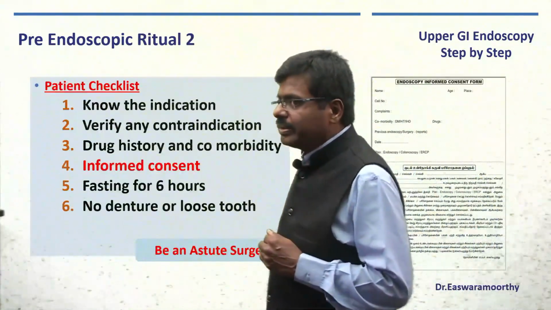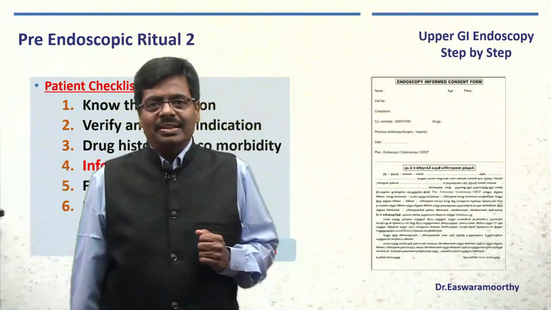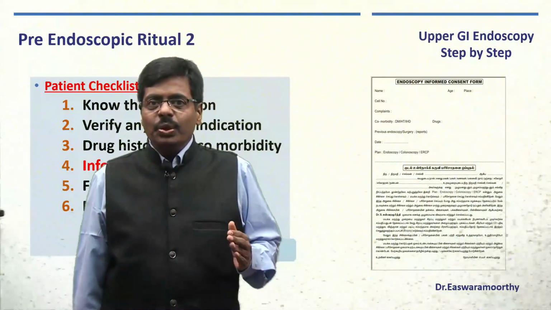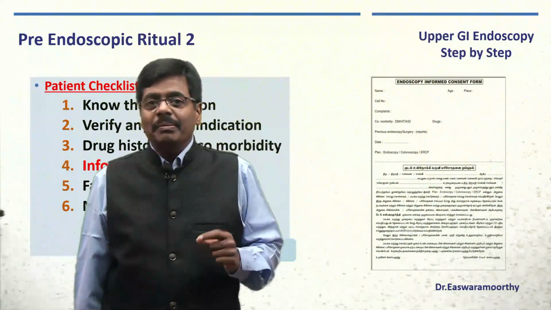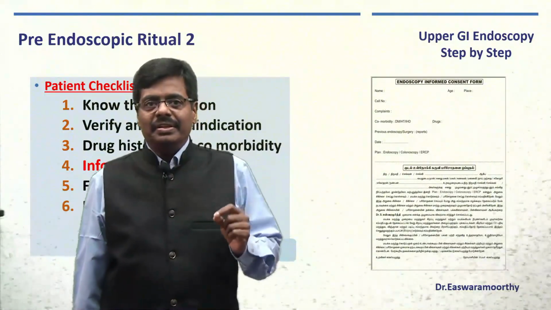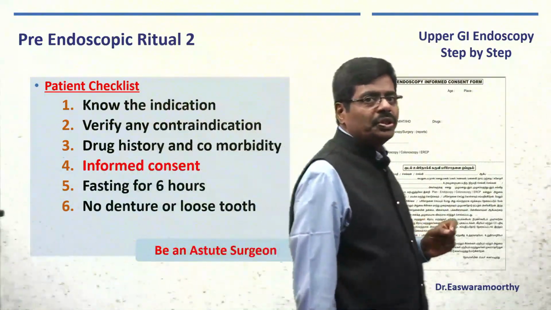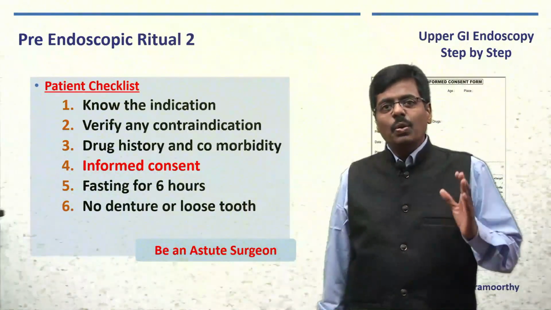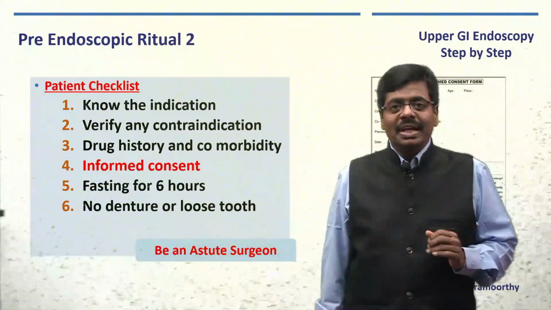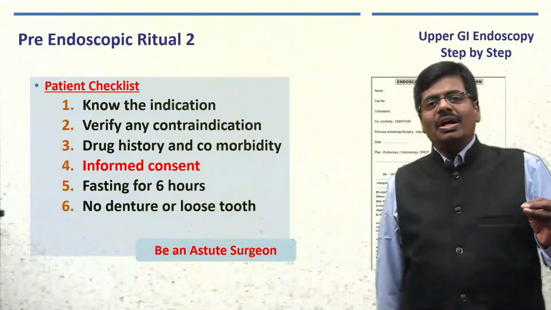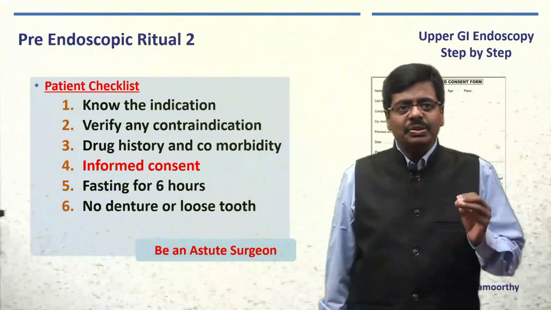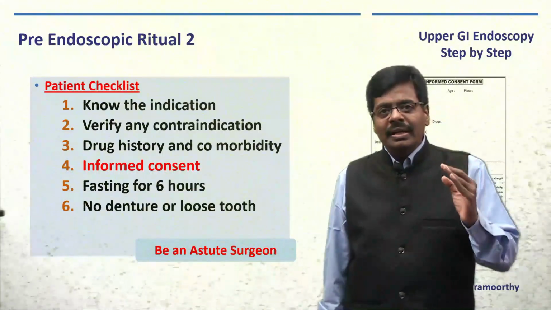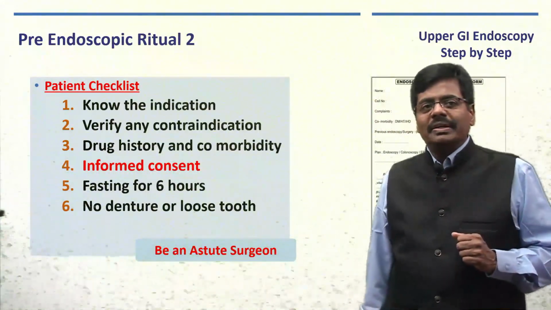The next important thing, of course, is a patient checklist, because though you are doing a procedure like a technician, you have to remember we are all clinicians. So, we should know why we are doing the procedure, the indication. Like if it is a case of a GI bleed, we know what pathology we might see. If it is dysphagia, what could be the cause for the dysphagia in this case. Like that, we should have a background clinical diagnosis before embarking on the endoscopy.